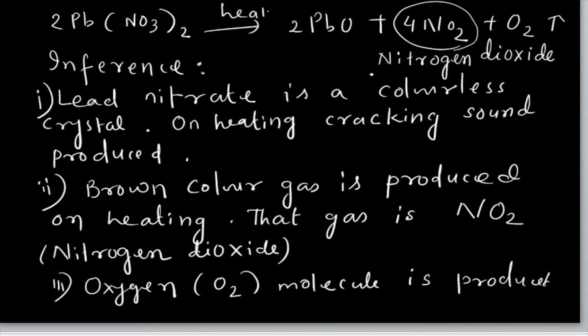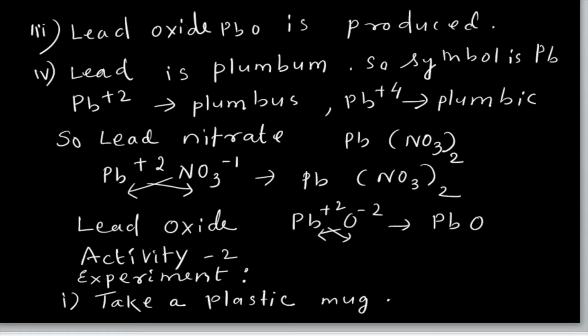Please remember the formulas: NO2 is nitrogen dioxide, PbO is lead oxide, and oxygen, since it is a gas, is written as O2. O2 means a molecule of oxygen. Oxygen gas is always present in molecular form. Lead oxide is also produced, and its formula is PbO.